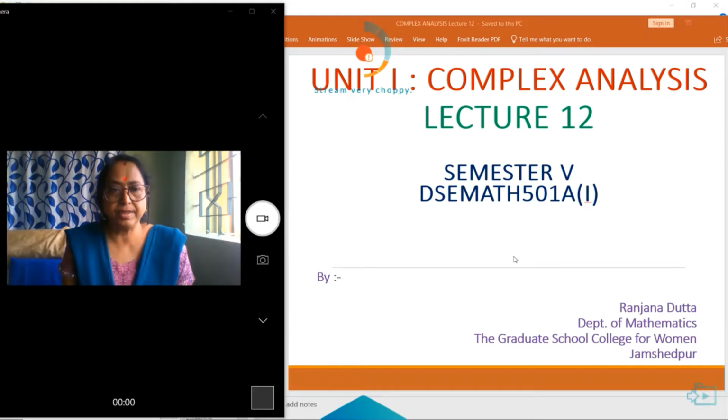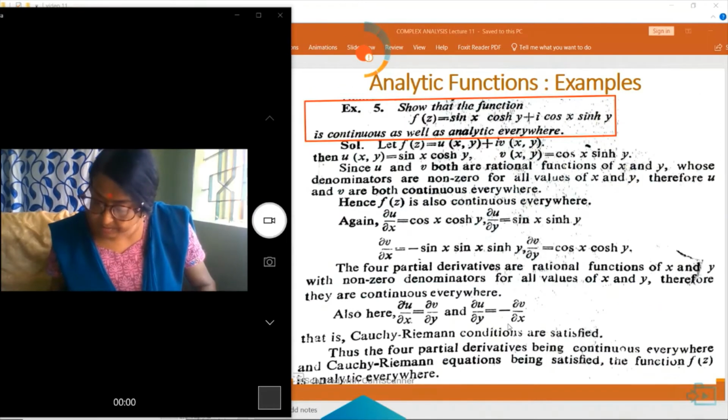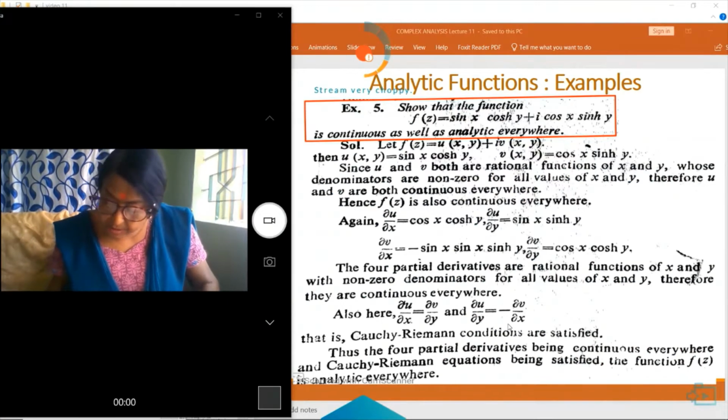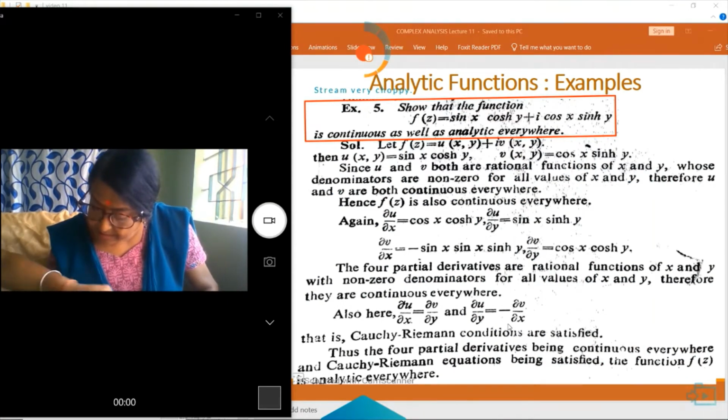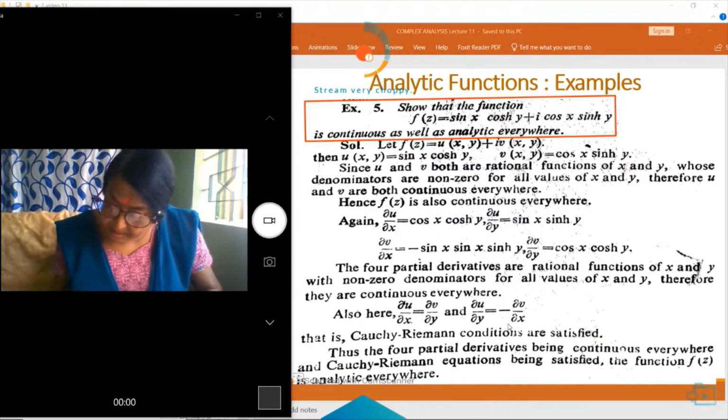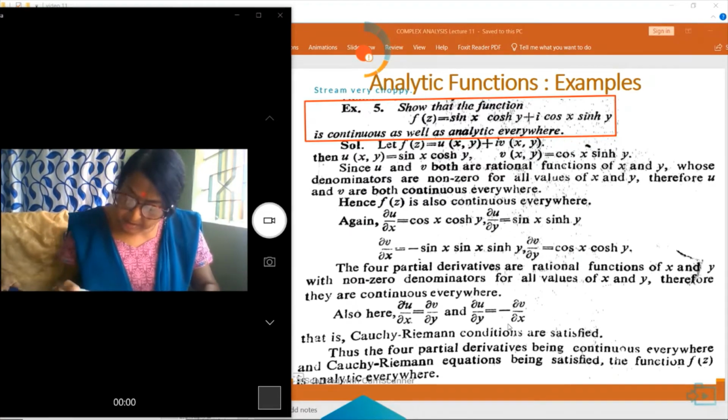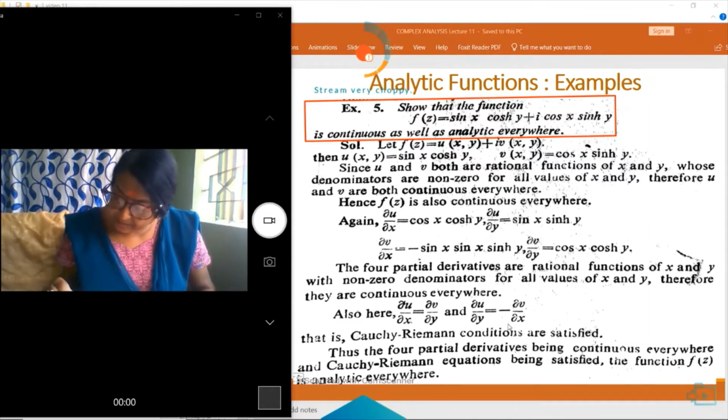Here, see the example given. Show that the function given is continuous as well as analytic everywhere. So f(z) is given to you, hence f(z) will be continuous everywhere. Then ∂u/∂x, ∂u/∂y, ∂v/∂x, and ∂v/∂y are calculated.